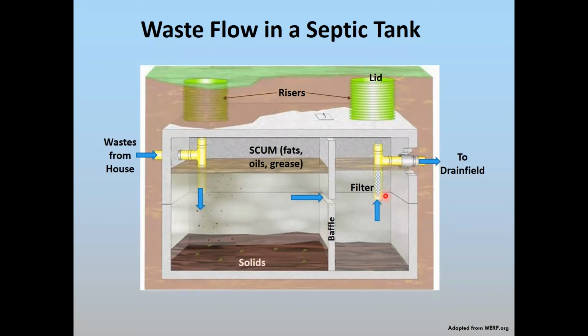This particular tank is showing a filter. It's a very fine mesh filter, which helps reduce the amount of organic material going out into the drain field. This particular tank also has risers, access risers. And then again, this is to service the tank, say for example, to look and to inspect it, but also to pump out the fats, oils, and grease and the solids periodically. So again, a very simple gravity type of device.